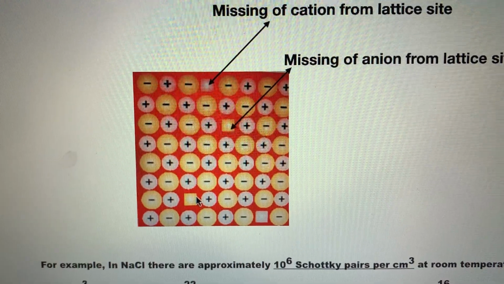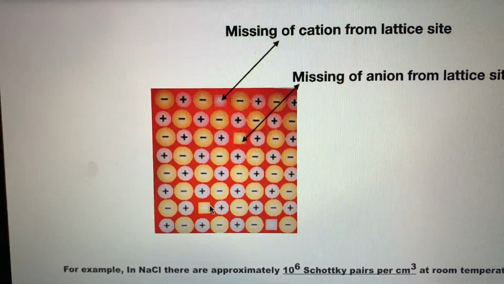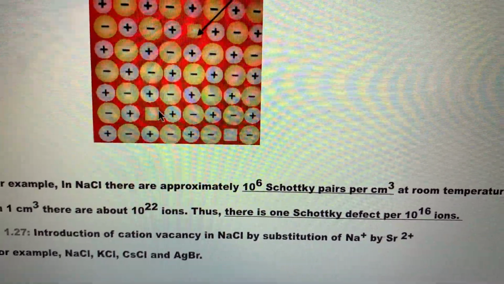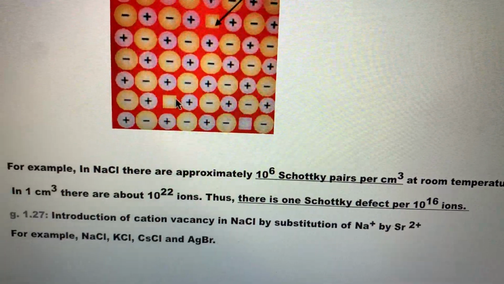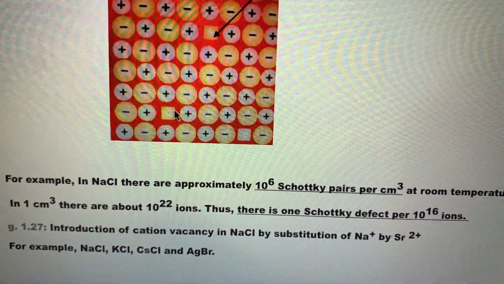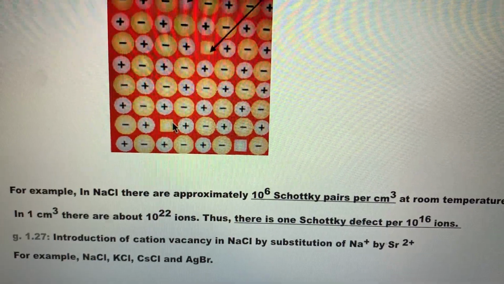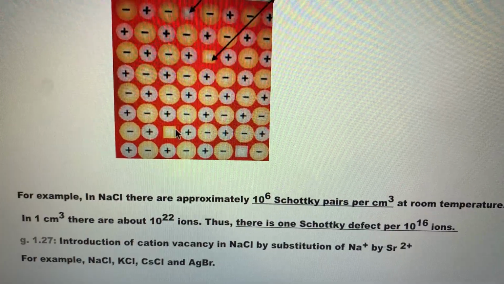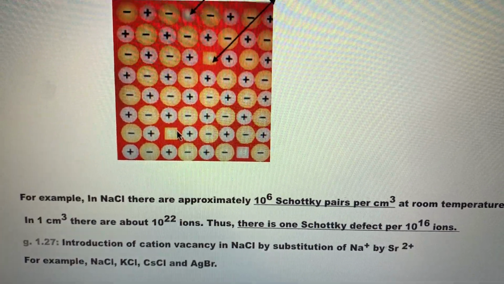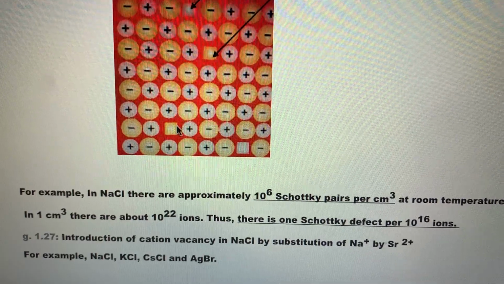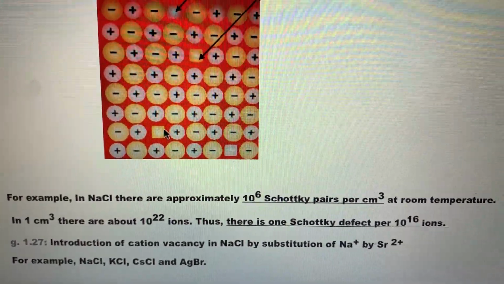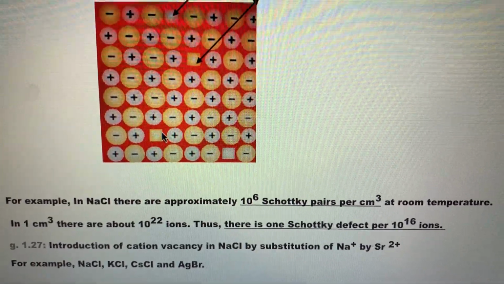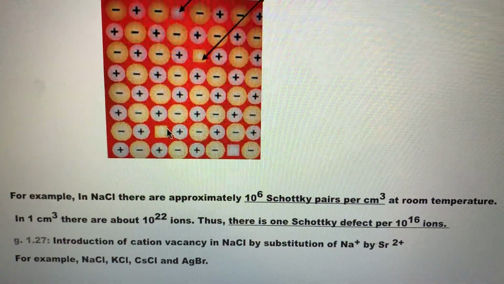Now the question is, which type of substance is going to show Schottky defect? Any ionic compound having similar sizes of cations and anions shows Schottky defect. Now I'll look at this. In NaCl, 10 to the power 6 Schottky pairs per cubic centimeter can be observed at room temperature, and there are about 10 to the power 22 ions. For 1 cubic centimeter, there will be a defect per 10 to the power 16 ions. We have more examples, mainly alkali metal halides: NaCl, KCl, cesium chloride and AgBr. You need to remember these, because after giving examples, they ask you for the type of defect.